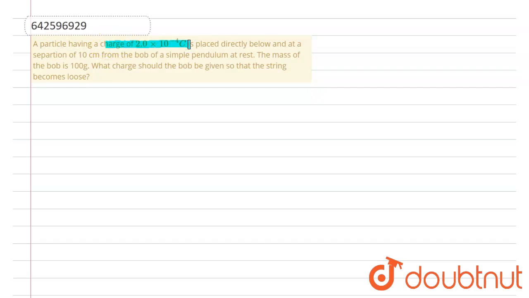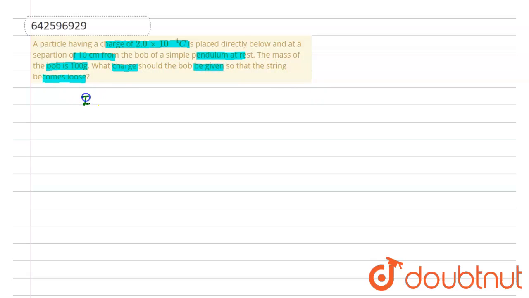In this problem, we are given a particle having a charge of 2 × 10^-4 coulomb, placed directly below and at a separation of 10 centimeter from the bob of a simple pendulum at rest. The mass of the bob is 100 gram. What charge should the bob be given so that the string becomes loose?